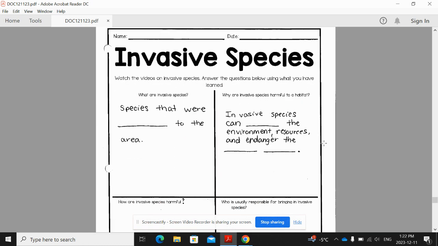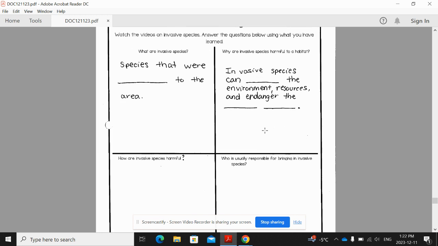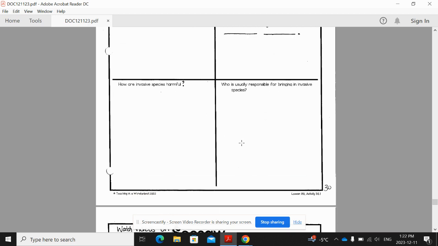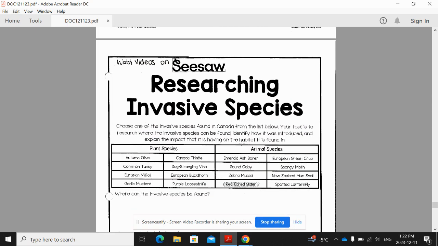Invasive species. So we're going to be watching together and answering some questions. But here it says, what are invasive species? And there's a blank there. Why are invasive species harmful to a habitat? And then the last two questions you'll be doing say, how are invasive species harmful? And who is usually responsible for bringing in invasive species?